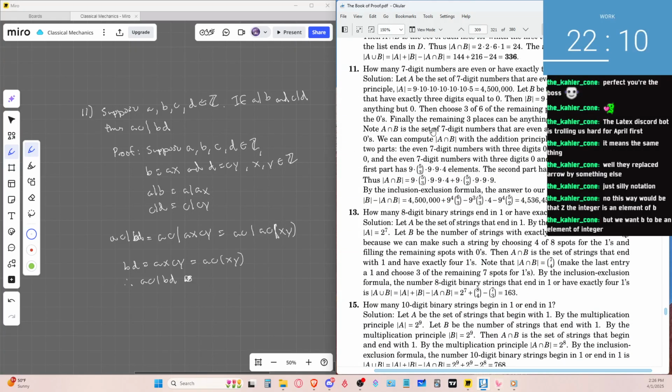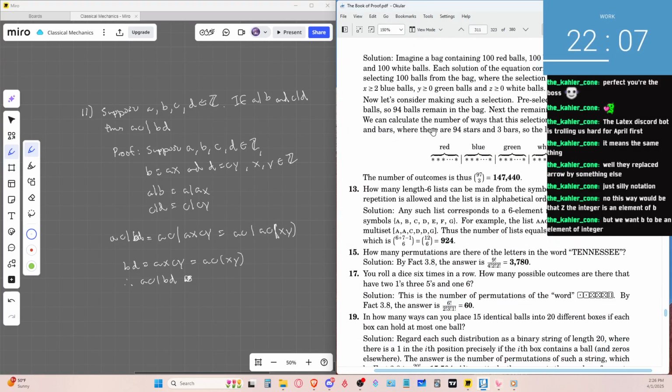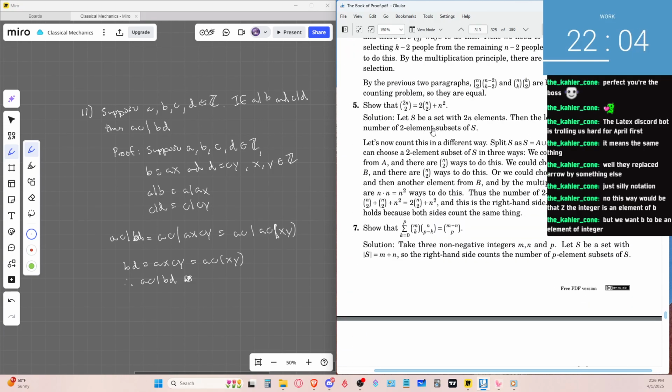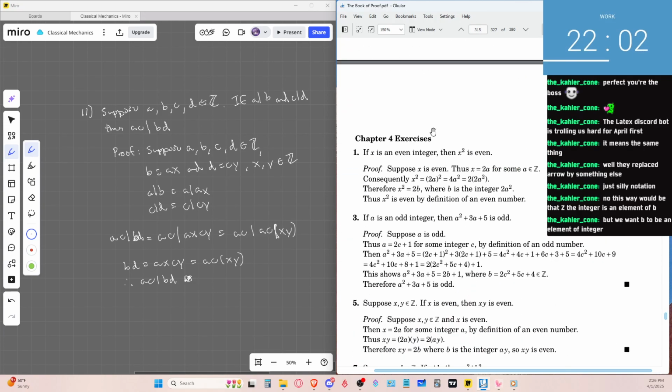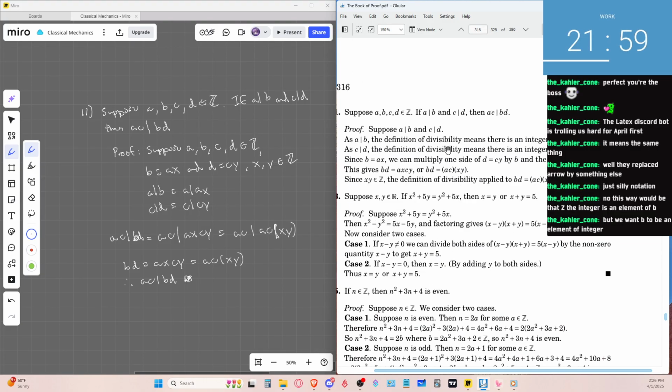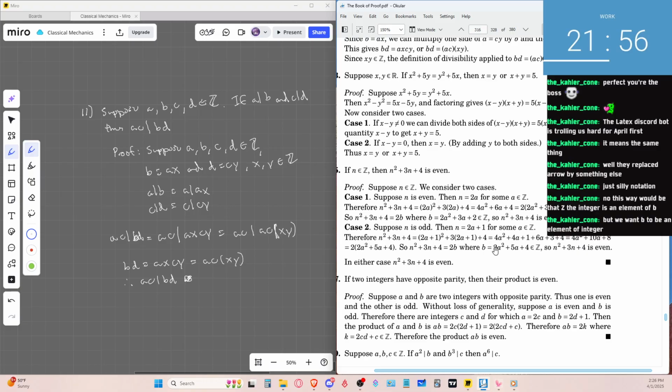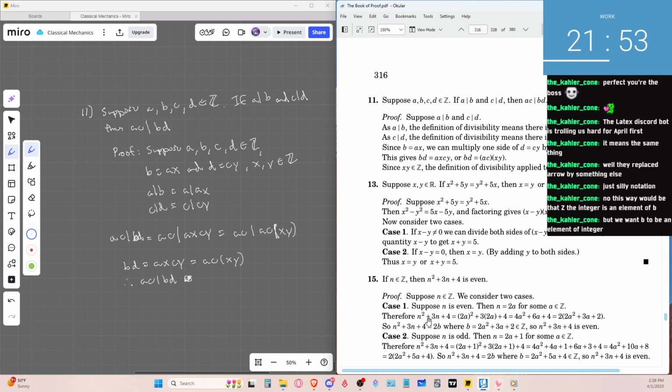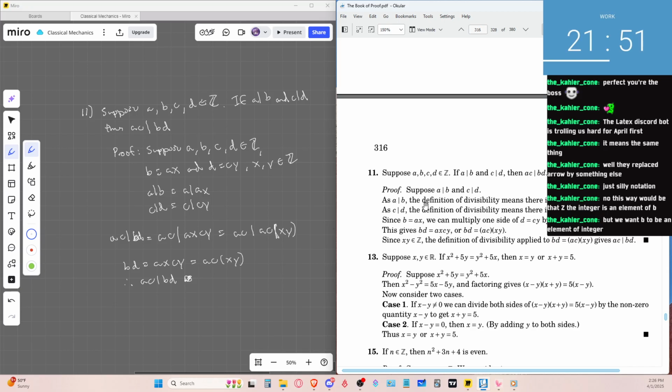Chapter 4. Where are you? Here we go. Chapter 4 exercise, number 11. So suppose... Yeah, we already clarified that they're integers. Okay. We wrote that. Yep. Now since it multiplies... And other than by... Oh, okay. Oh yeah, we forgot to write that part.